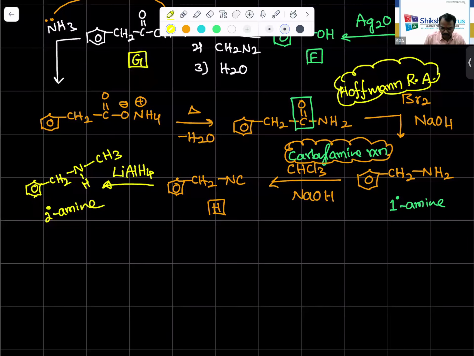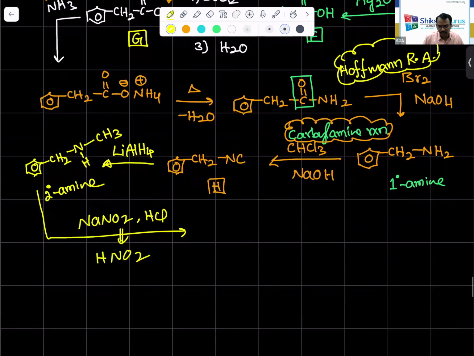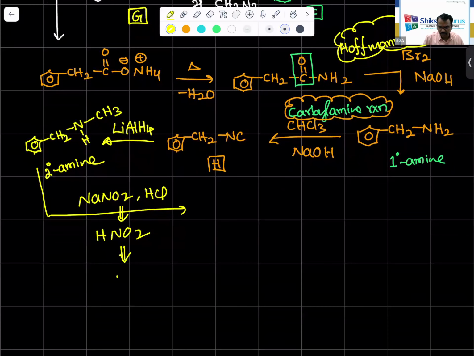Now, this molecule is treated with NaNO2 and HCl. Now, what will happen? NaNO2 reacts with HCl and converts into HNO2. This should always be remembered. From HNO2, we'll get NO plus ion, which is an electrophile.